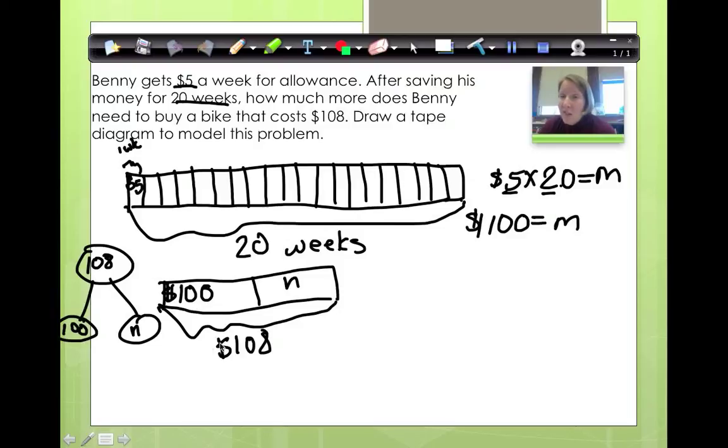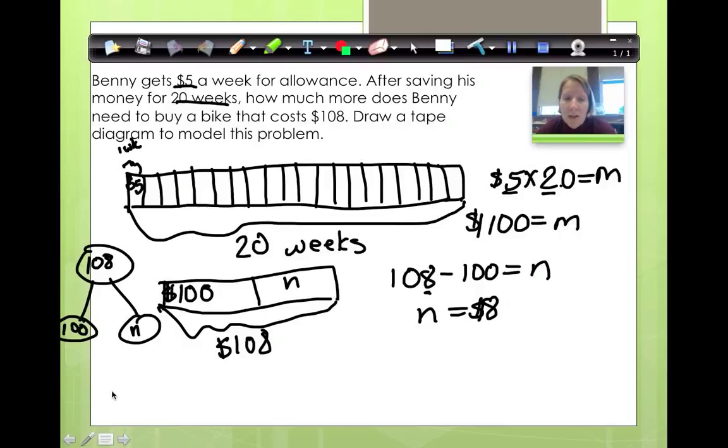I bet you can do this in your head. But I do want you to write down the equation or the number sentence. We need to do some subtraction. Whenever you're missing one, you need to subtract. 108 take away 100 equals N. Now, can you do that in your head? Well, 108 take away 100, that only leaves this. Equals 8 what? What is this? This is money, this is money. It's $8.